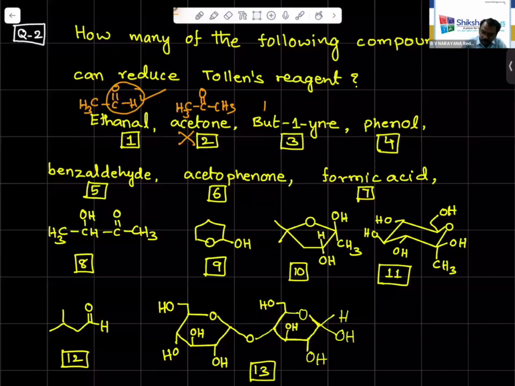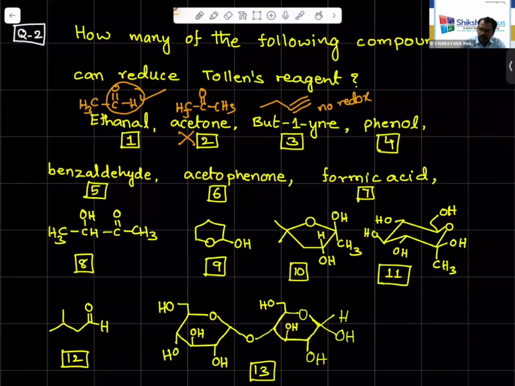Next one is butyne. Here it is but-1-yne. What is but-1-yne? Four carbon atoms are present in the chain. At the first carbon there is a triple bond. Now be careful. What is my question? How many of the following compounds can reduce Tollens reagent? That is our question. Here, the 1-alkyne reacts with Tollens reagent. We get a white precipitate but no redox reaction. Therefore, don't consider this option, because there is no redox reaction.